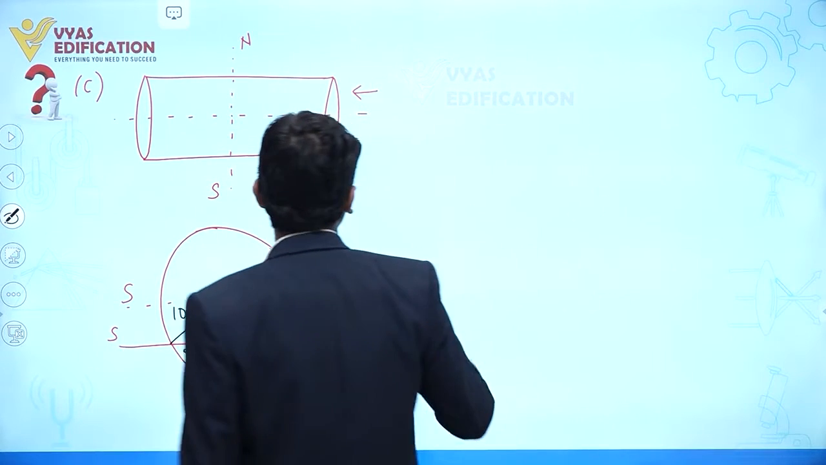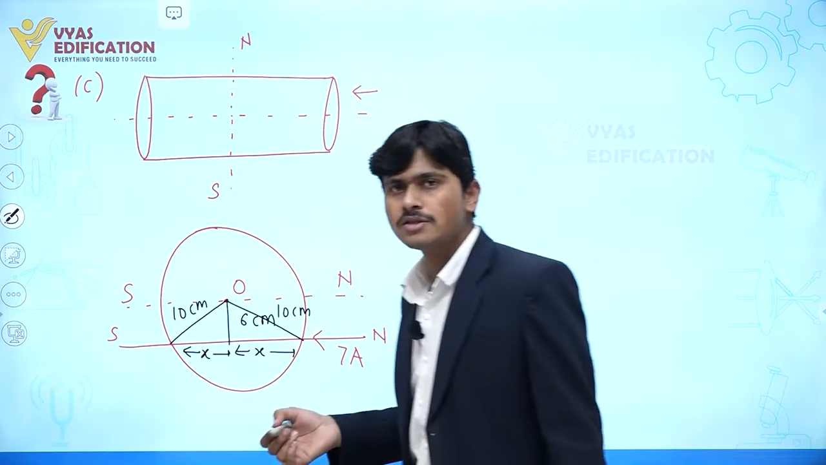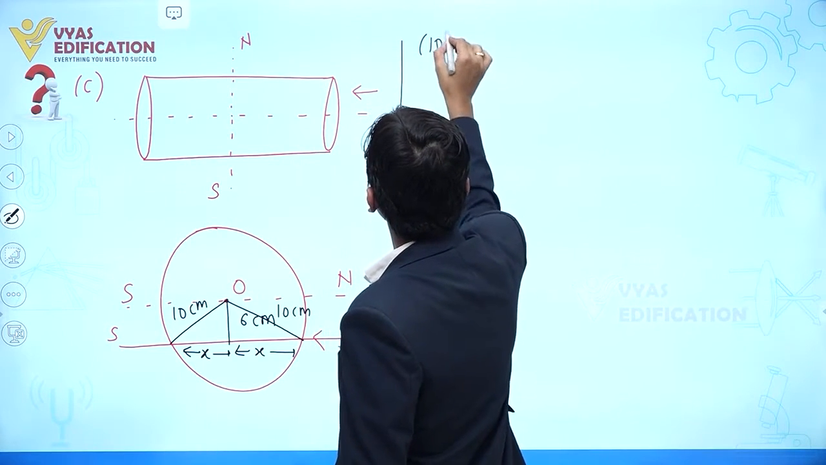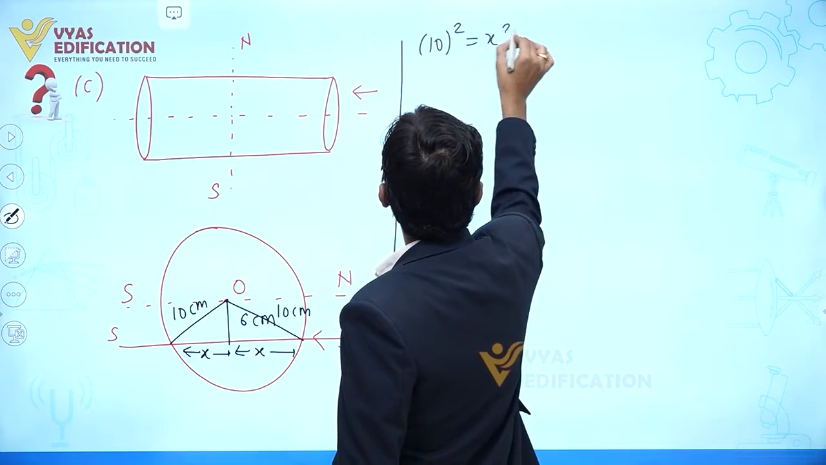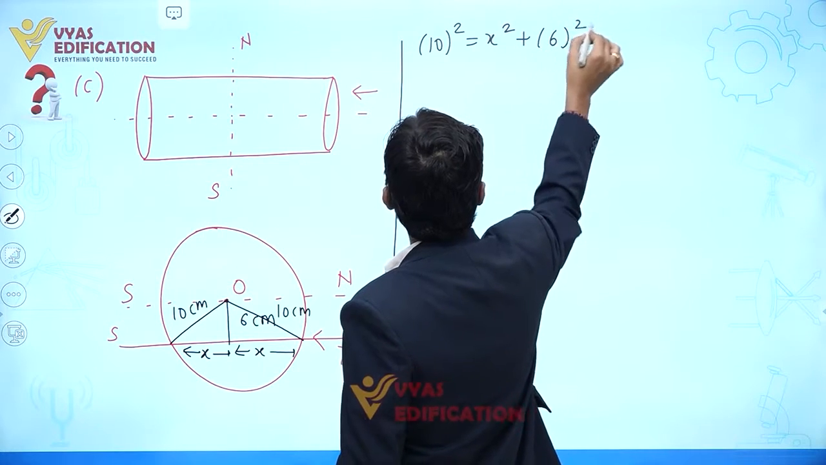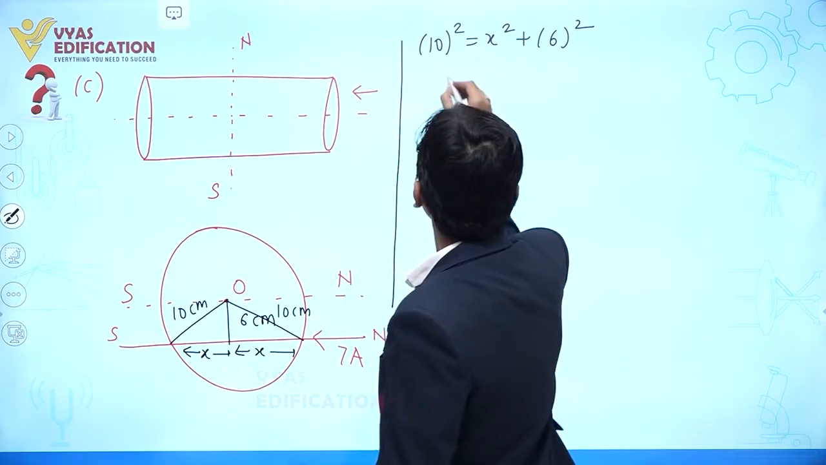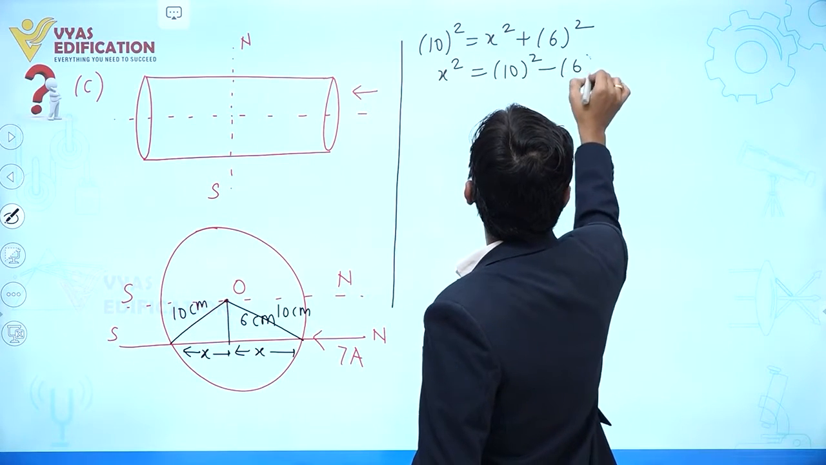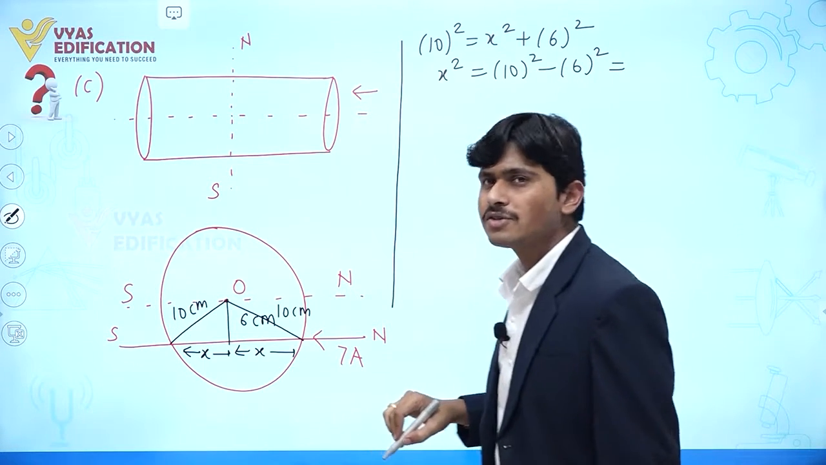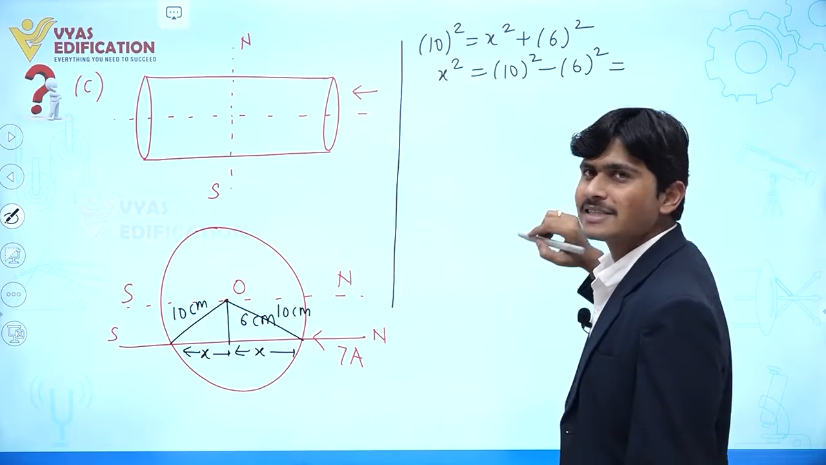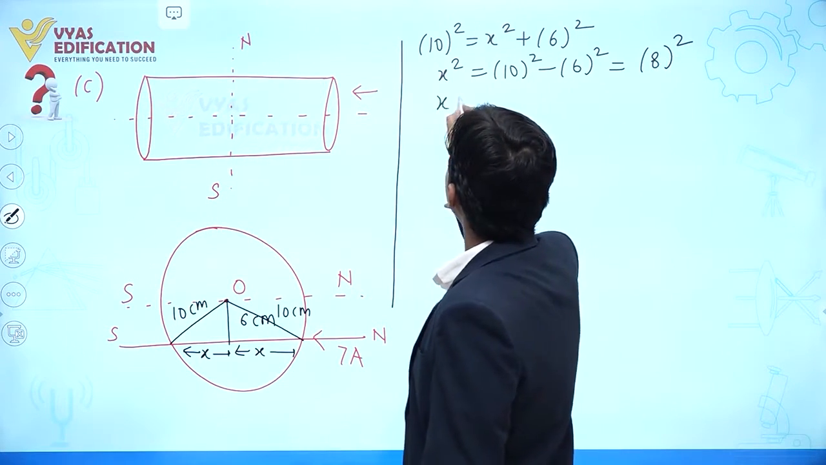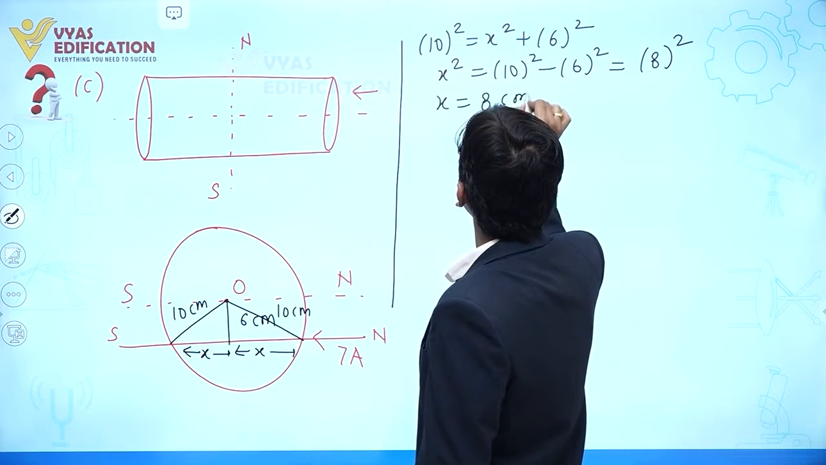Yes. So how can we calculate? We can apply the Pythagoras theorem. So 10 square is equal to x square plus 6 square. From here, x square is given by 10 square minus 6 square. That is 100 minus 36, which is 64, or we can say 8 square. So the value of x is 8 centimeter.